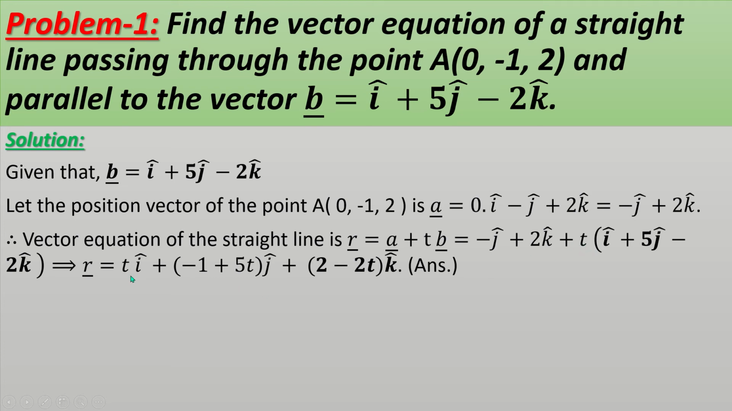t into i vector plus 5j into t, and here is minus j. When we take minus j, only j common, here will be minus 1 plus 5t into j vector, plus 2 minus 2t into k vector. Here 2 and here minus 2t, k is common. This is the required answer. Math is very easy. Okay.